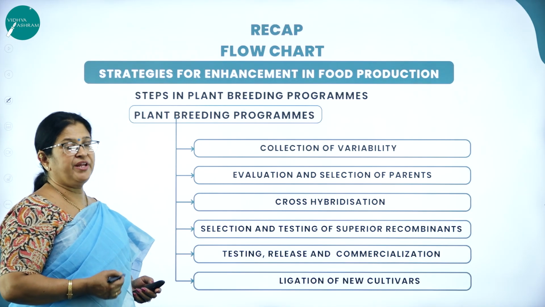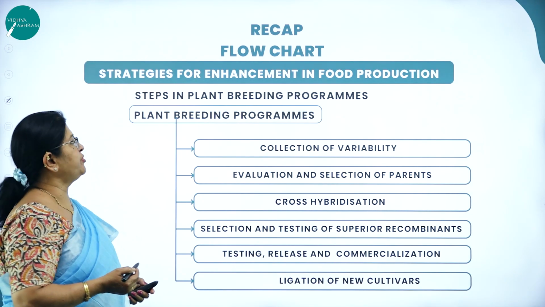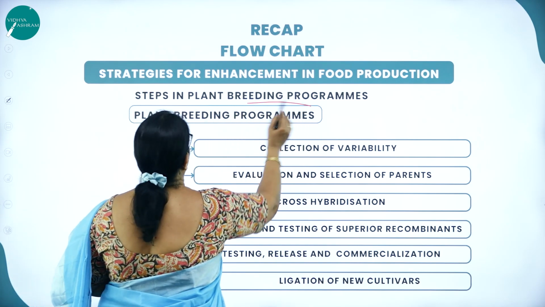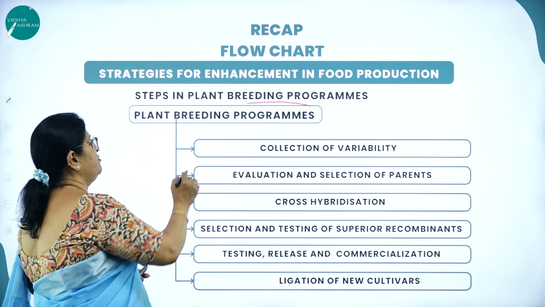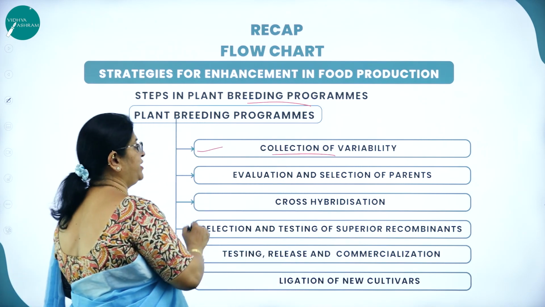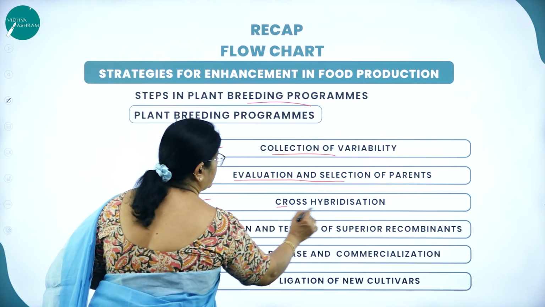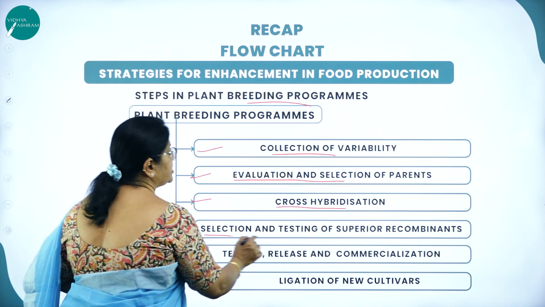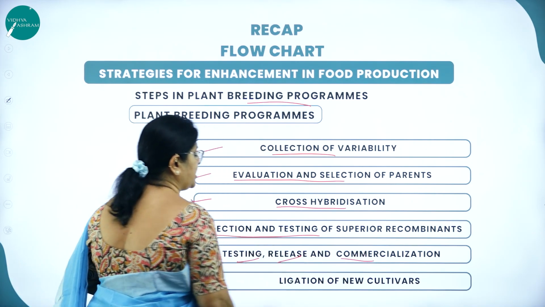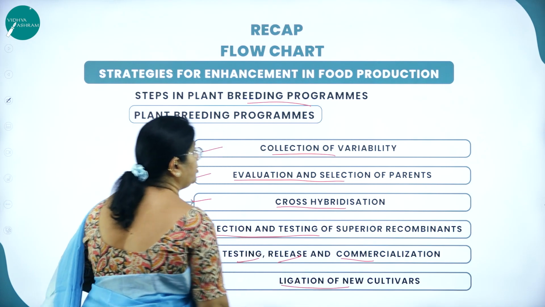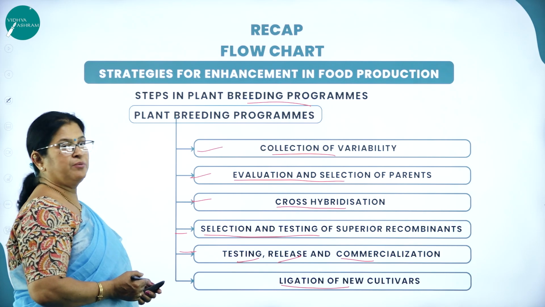Moving on to the brief recap with the flow charts. Strategies for enhancement in food production, steps in plant breeding program. So what are the steps that are involved in a plant breeding program? First one is what? Collection of variability. Second one is what? Evaluation and selection of parents. Next is what? Cross hybridization, selection and testing of superior recombinants, testing, release and commercialization, and release of new cultivars. All these are the different steps that are involved in plant breeding programs.